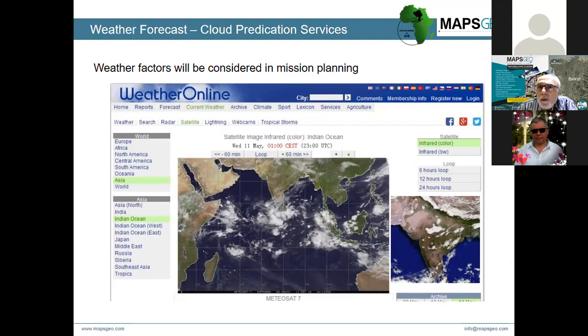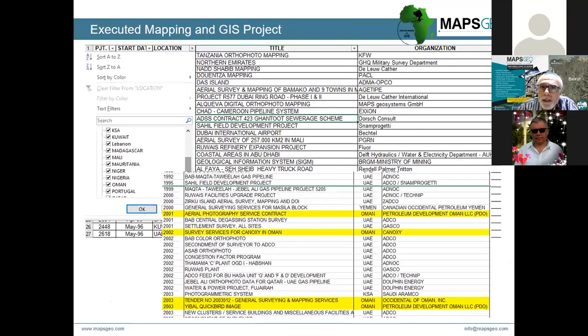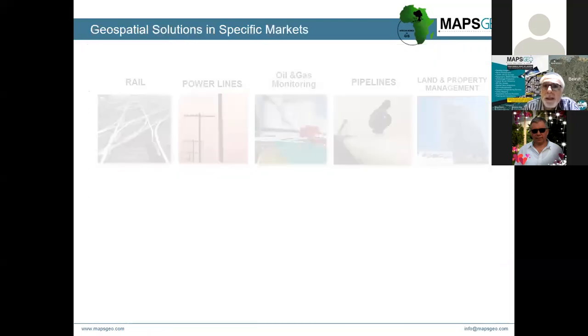MapsGEO has executed thousands of projects since 1974, as I'm telling you. And we were in the Middle East, in Africa, in Europe, and in Asia. And we have executed thousands of projects in Madagascar, in Mali, Mauritania, Nigeria, Niger, and so on and so forth. And all of them in GIS mapping, plus orthophoto imagery and data capture, plus statistical.